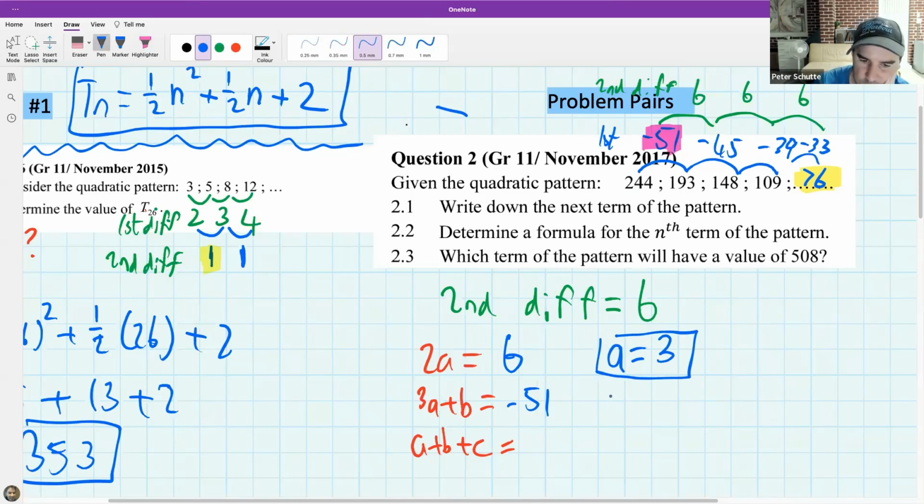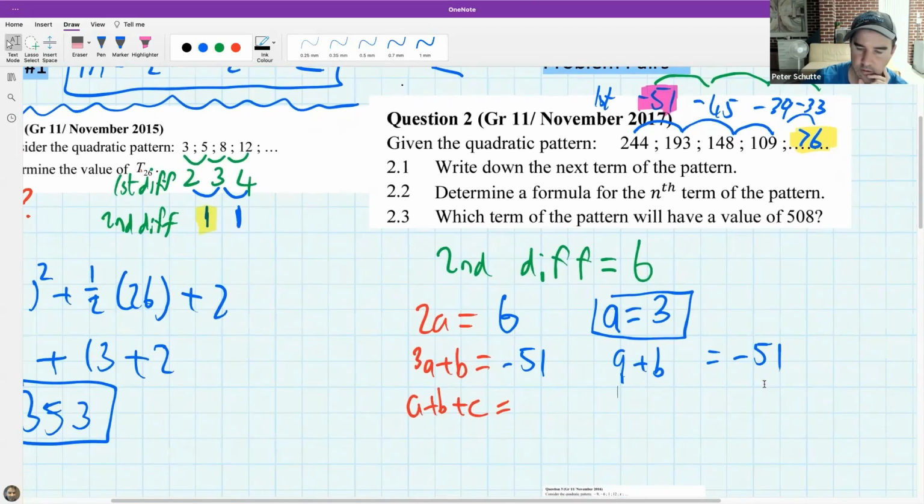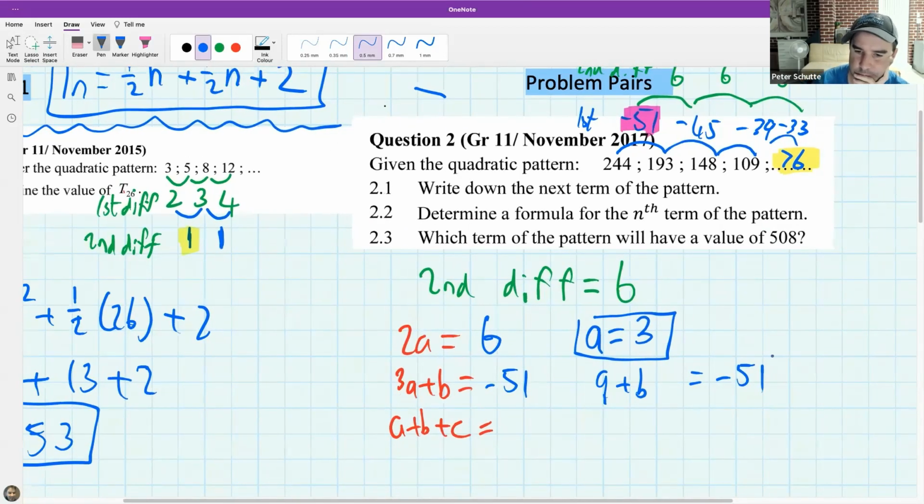So how am I going to work out what b is? Well, I'm going to go 3, and there should be a plus. So basically, I get 9 plus b is minus 51. Now, how do I work with that to help me? I feel like the 9 is getting in the way of things. So I'm going to take away 9 from both sides. And if I do that, I should get b is minus 60.